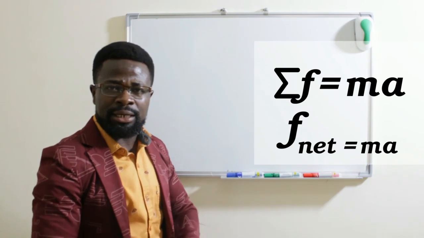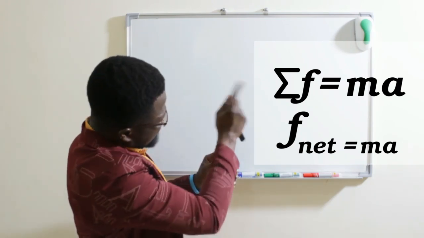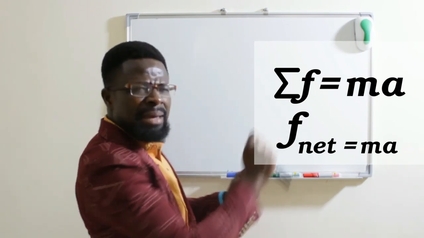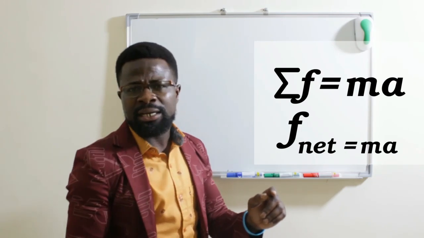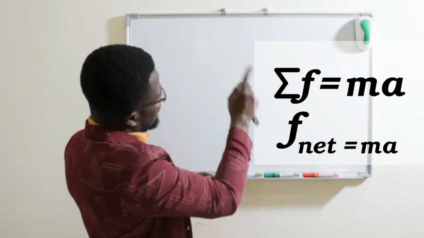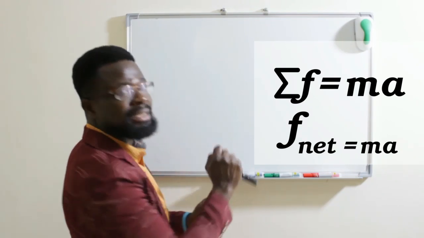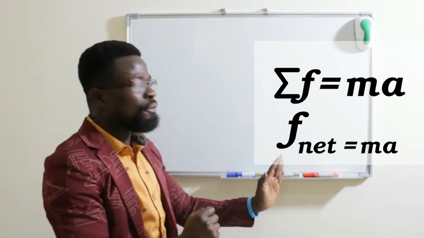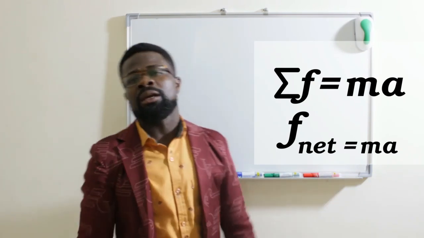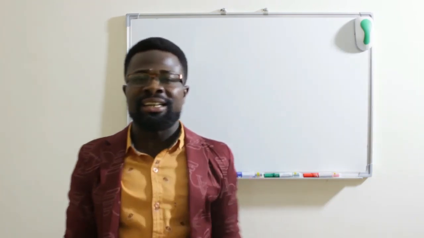So let's look at it again. This sigma F simply implies the sum of forces. That simply means what? We can say the sum of forces is being represented by what? By F net. And F net therefore is equal to what? ma. This is what Newton is telling us.